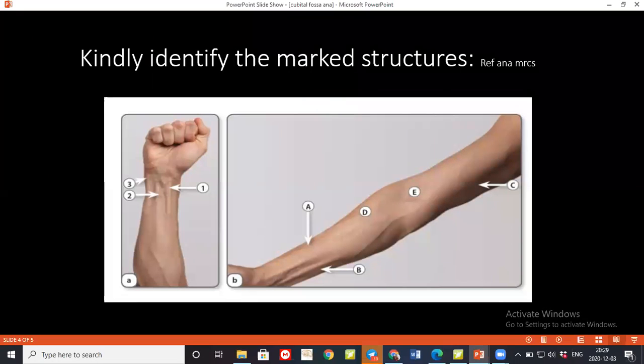The muscles in the posterior compartment are, of course, extensor carpi radialis brevis and longus, extensor carpi ulnaris, extensor digitorum, extensor digiti minimi, and extensor indicis. Can you tell me what are the muscles which are responsible for supination and pronation at the elbow?